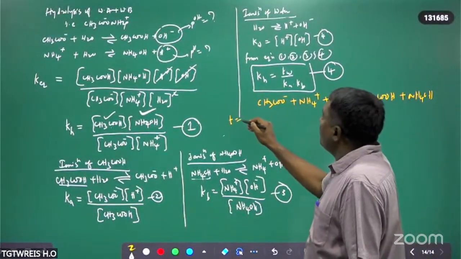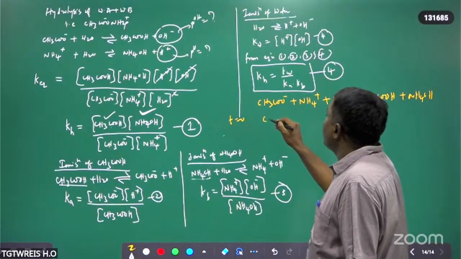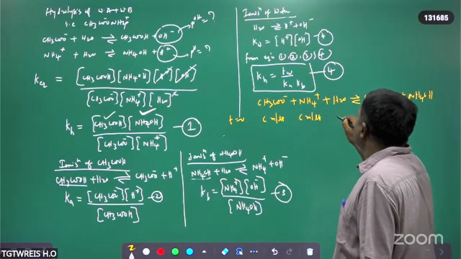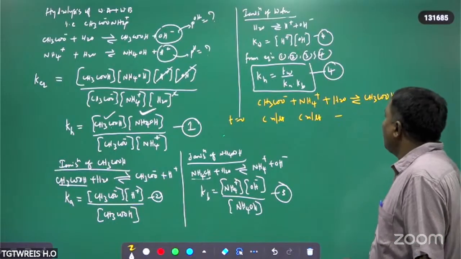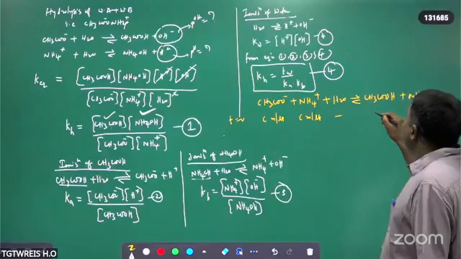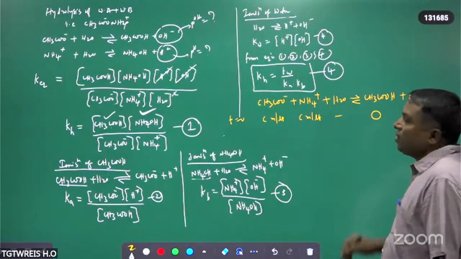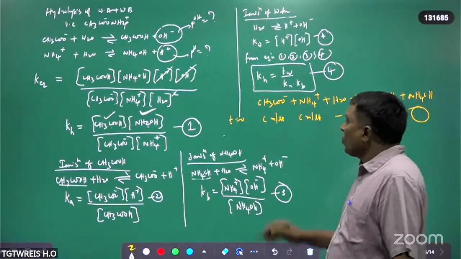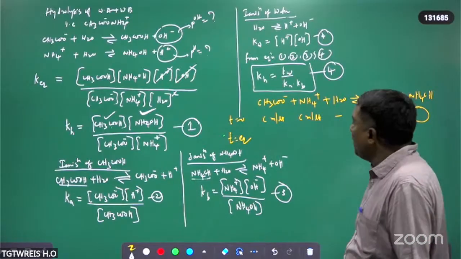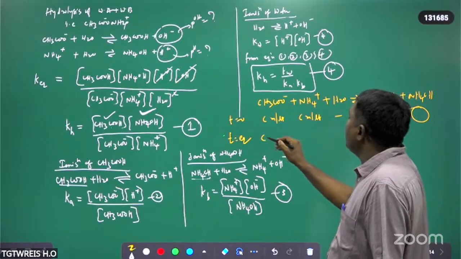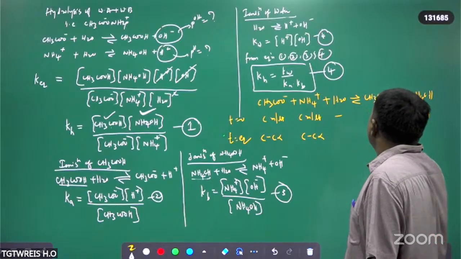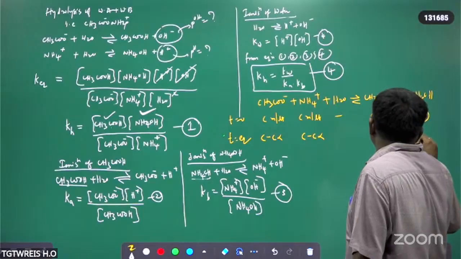So at time t equal to 0, if you assume this as C moles per liter, this also C moles per liter. This is pure liquid, no effect on the equilibrium. And this will be 0 initially, this also 0 initially. At equilibrium, after the establishment of the equilibrium, what will this be now? This is C minus C alpha, this also C minus C alpha. This is C alpha, this also C alpha.